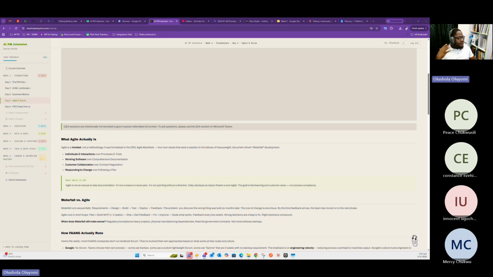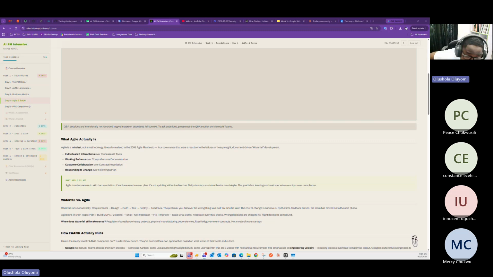The mindset has 4 major components. Of course, the manifesto has 12 items on it, but those 12 items are summarized into 4 major components. The first one is individuals and interactions over processes and tools. Can you guys hear me clearly? Can you hear me clearly, everybody? Yes, we can hear you. All right.